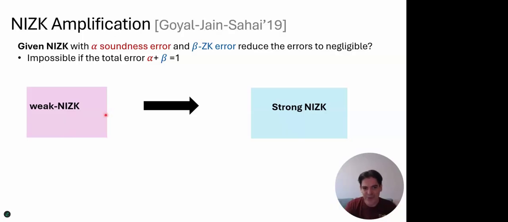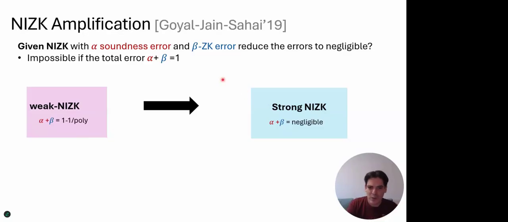And perhaps the most extreme case is to assume that we have a weak NISQ whose total error is almost 1, right? It's bounded away from 1 by 1 over poly, just like in the case of one-way functions, and turn it into a strong NISQ whose total error is negligible. Right? So that's the question of taking a weak NISQ into a strong NISQ.